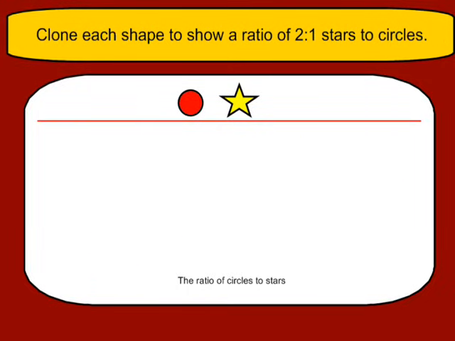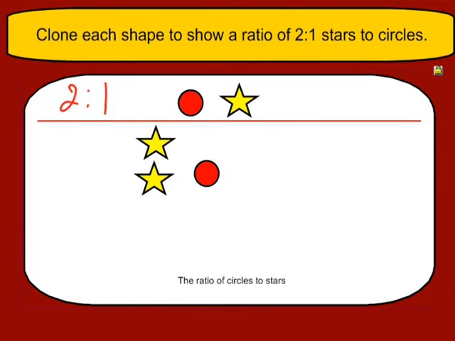And again, this is just a reminder of the 3 different ways that you can represent a ratio. Okay, so we're going to clone these shapes to show a ratio of 2 to 1, stars to circles. That means for every 2 stars, there is 1 circle. That's a ratio of 2 to 1, stars to circles. Now that's only one possible solution.